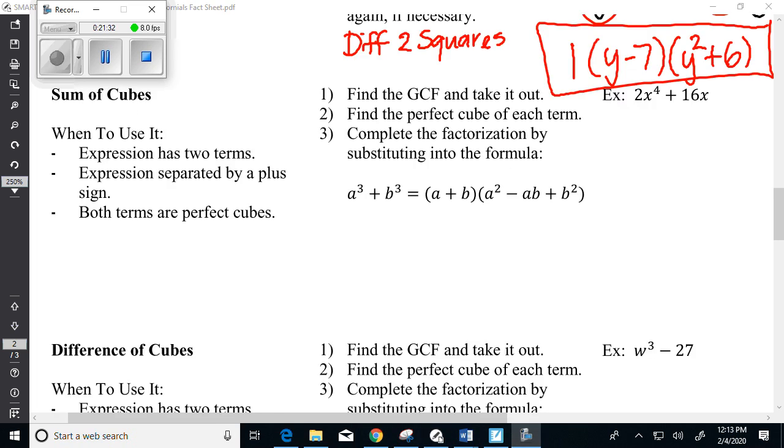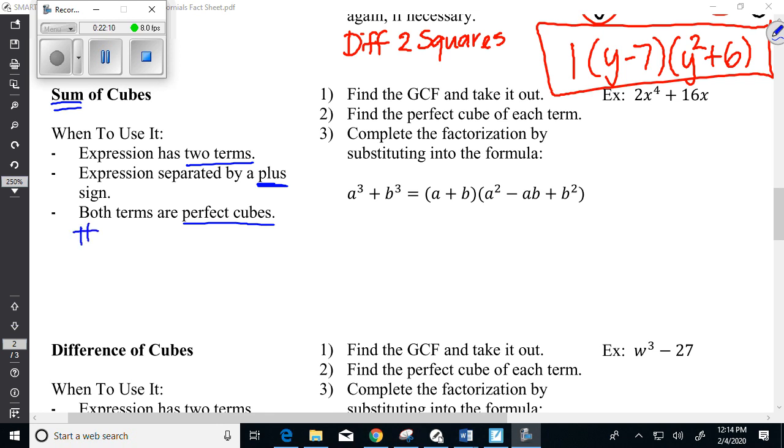All right, so let's continue. The next two factoring methods are the sum of cubes and difference of cubes. Now, these two are very similar in how you solve them out. The only difference is in the formula used to solve them out. But the primary criteria are the same. You have to have two terms. For sum of cubes, it has to be separated by a plus sign. And both terms have to be perfect cubes. So it helps to know what a perfect cube is.